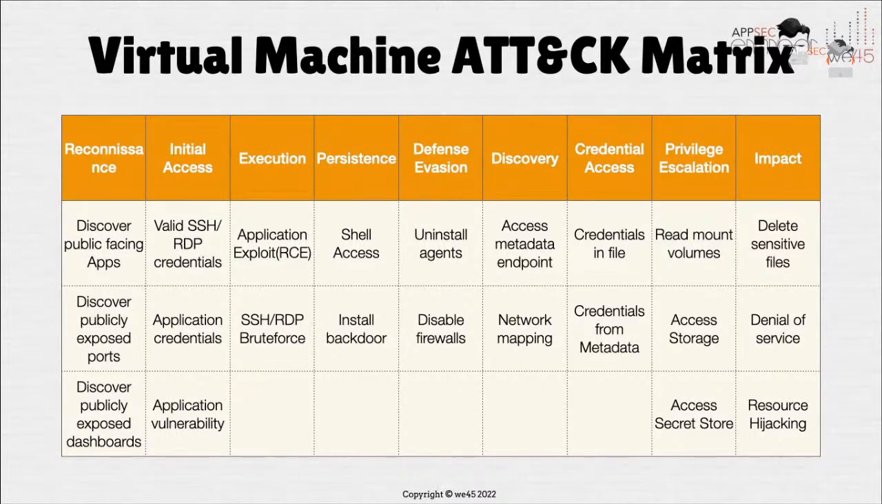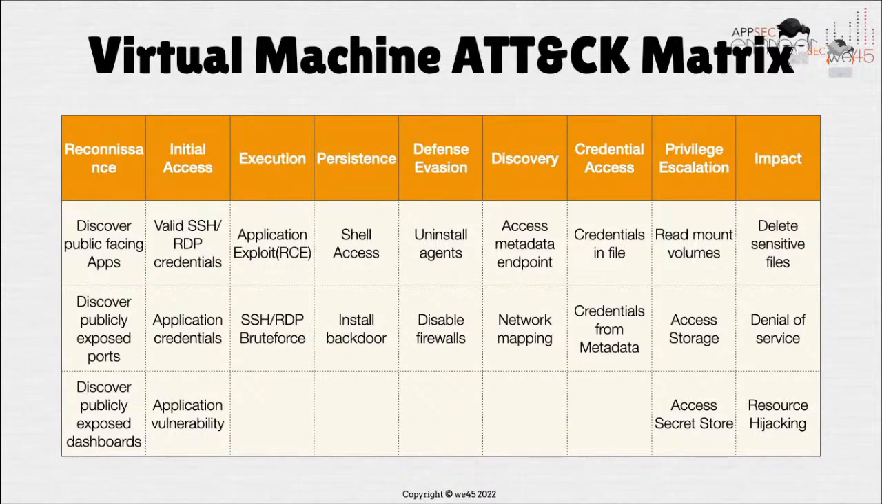Sometimes we'll try and read the mount volume. Sometimes we will access the storage. Sometimes we also access services like Key Vault or any other secret store which is mounted to that particular virtual machine. So we'll privilege escalate to other services and we'll compromise the other services as well. It's not only the virtual machine which is compromised, we are also compromising other services which are connected to that particular virtual machine.